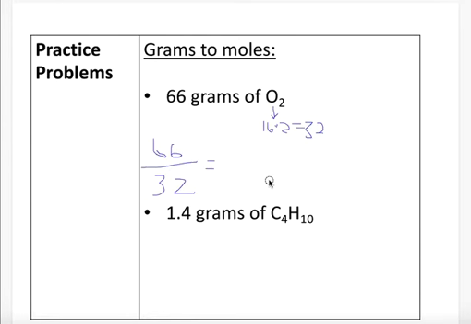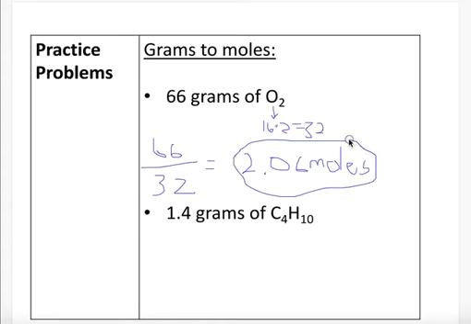All right, so 66 divided by 32 is going to be 2.06. So it'll be 2.06, and then it's moles, because I'm going to moles. All right, I'm going to just type the whole word in there very slowly, obviously. All right, 2.06 moles is the same thing as 66 grams. Perfect, right? Once again, I will circle the answer for you. Yay.